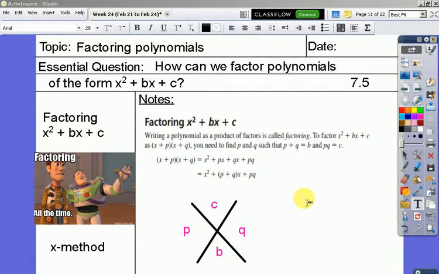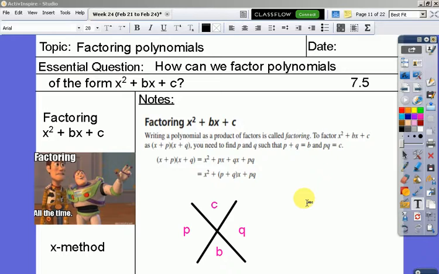Alright, so our essential question is how can we factor polynomials of the form x squared plus bx plus c? Now, it's important to note that this first group of factoring problems that we're going to deal with are the easiest type because the coefficient in front of x squared will be 1. When it's of that type, it's a pretty simple methodology to solve these problems.